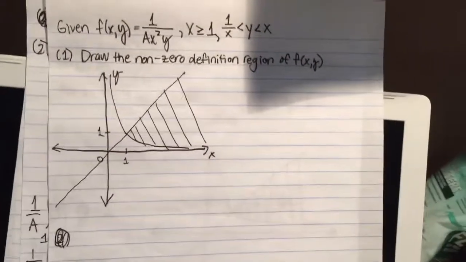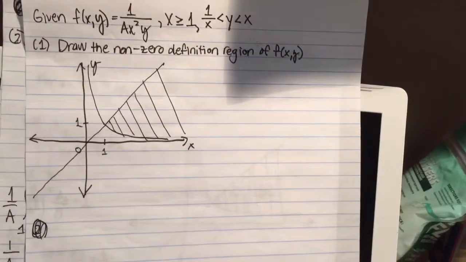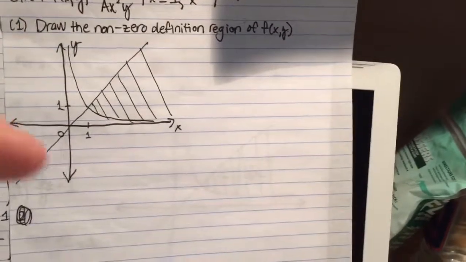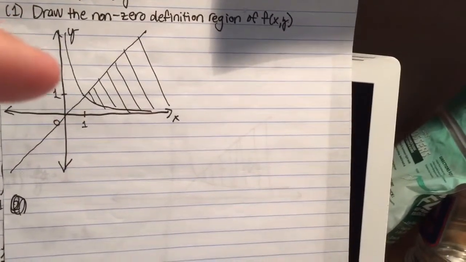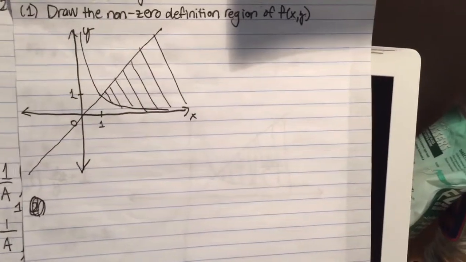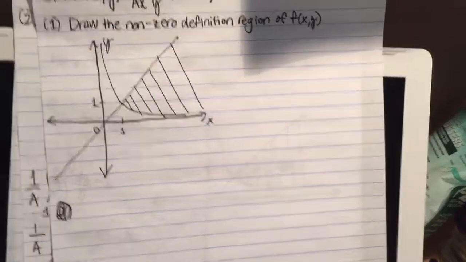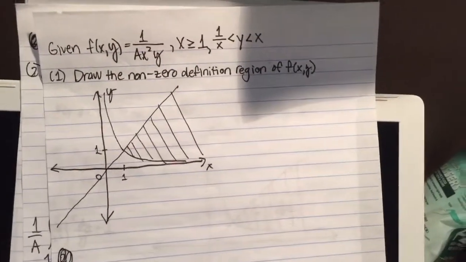And over here is what we have. Given f(x,y), I rephrase the question. Basically, this line over here is y equals x, and this curve over here is 1/x. We want to find everything in between. And remember, it's non-inclusive. It's not less than or equal to. Okay, so that is the curve.